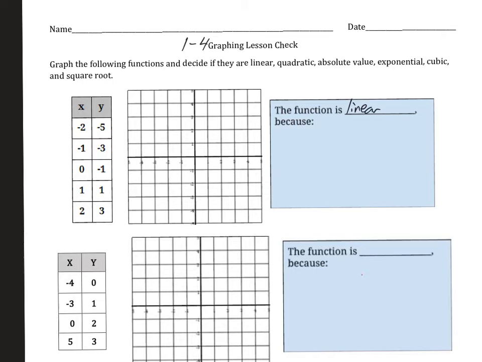So I'm going to go ahead and graph (-2, -5). I'm going over 2 to the left, down 5. (-1, -3), so 1 to the left, down 3. (0, -1), so 0, down 1. (1, 1), so 1 to the right, up 1. And then (2, 3), so 2 to the left, up 1, 2, 3.